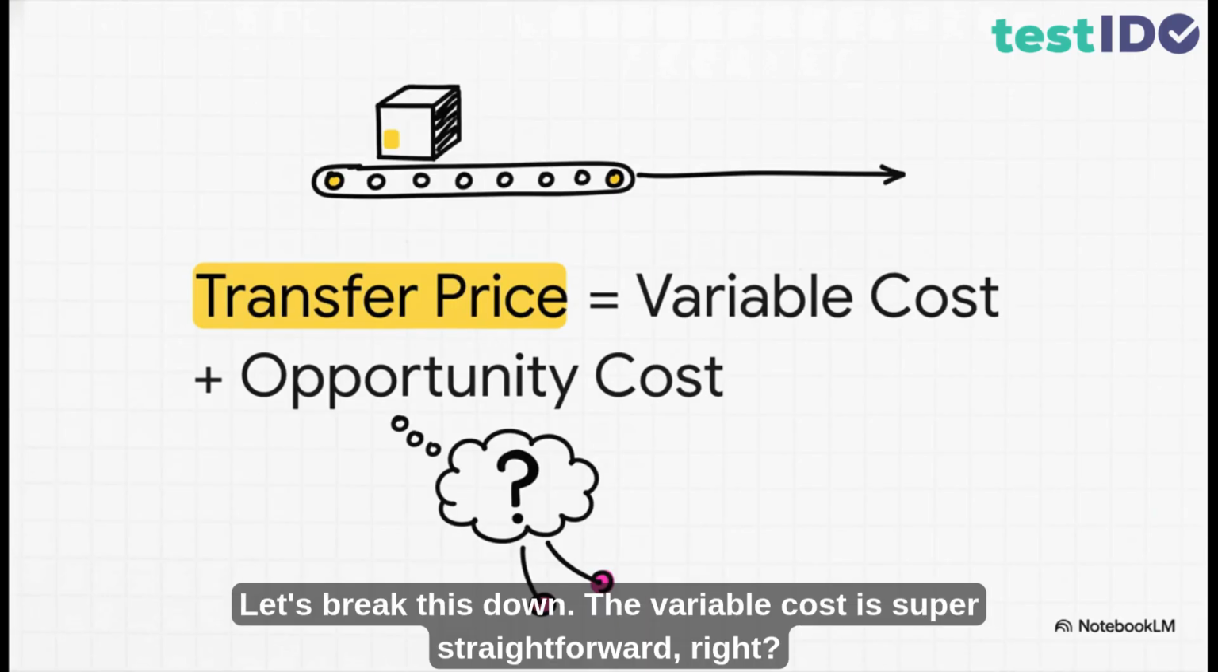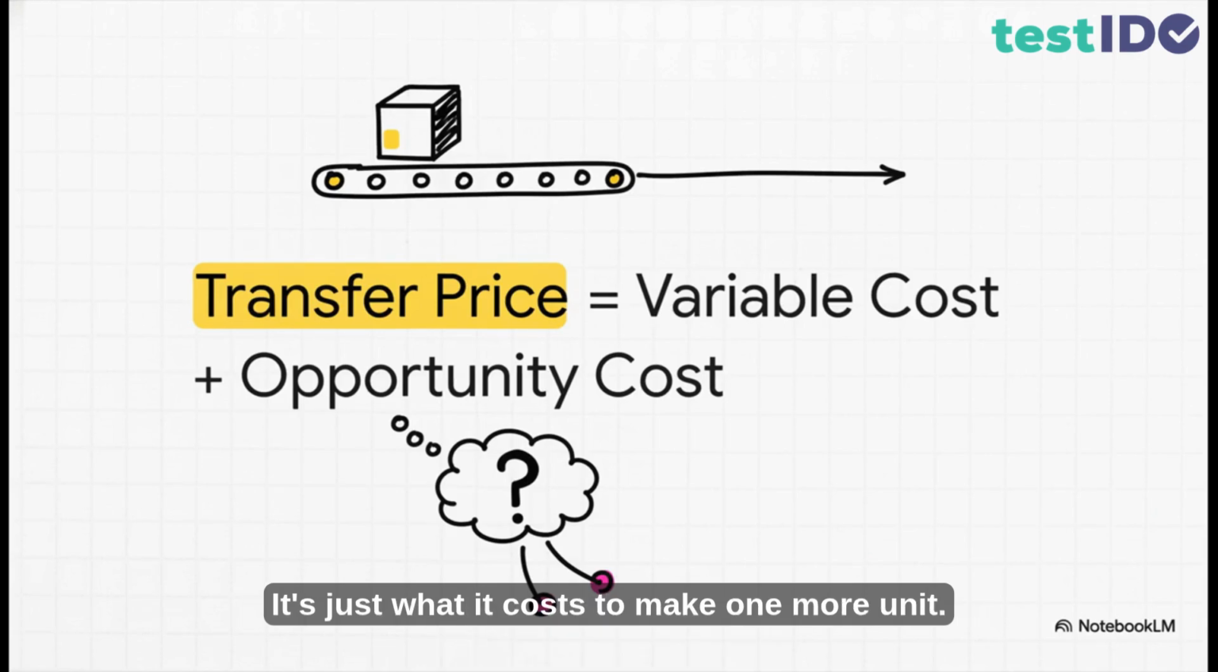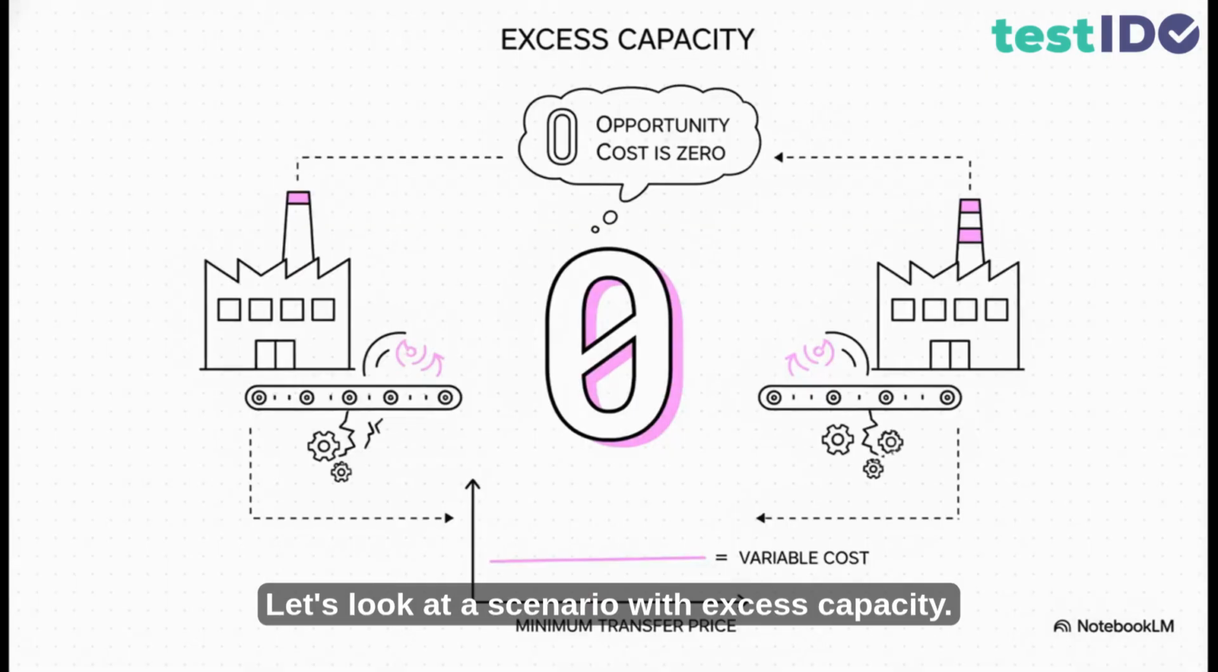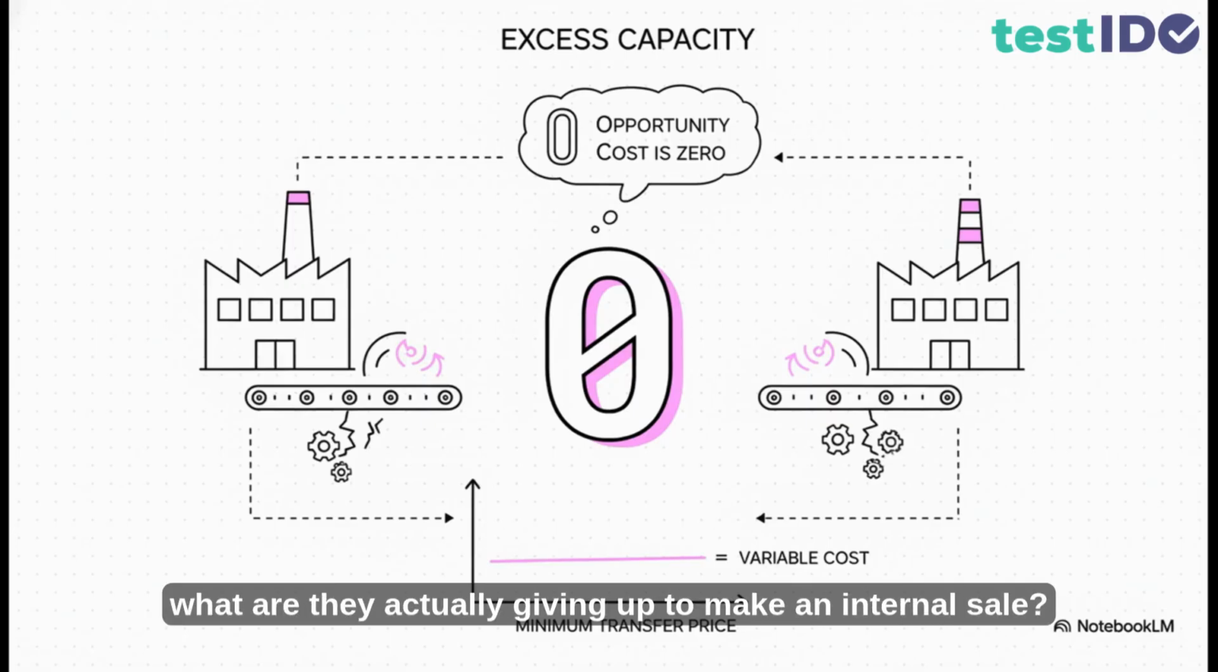Let's break this down. The variable cost is super straightforward, right? It's just what it costs to make one more unit. The tricky part is figuring out that opportunity cost. Let's look at a scenario with excess capacity. If the selling division has idle machines just sitting there or empty factory space, what are they actually giving up to make an internal sale?